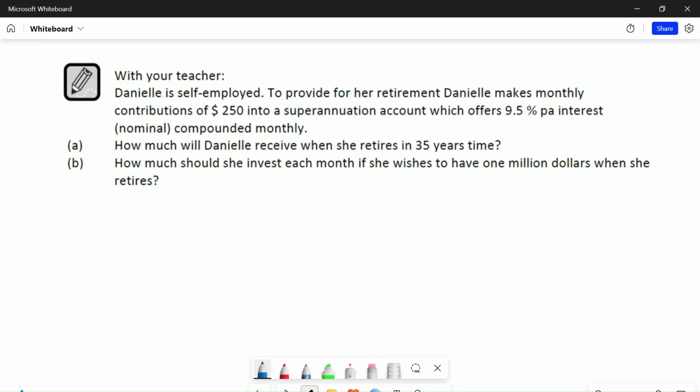G'day General Math students. In this video we're going to use the finance solver on the calculator to complete an annuities in advance question. So what's happening here is that we now have regular contributions or regular payments being made. I'm just highlighting that part in the question there.